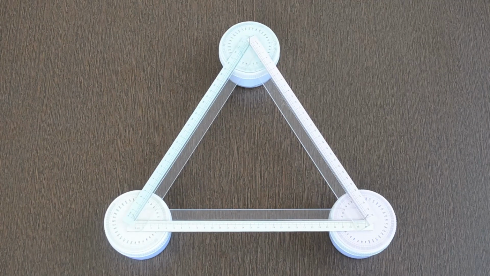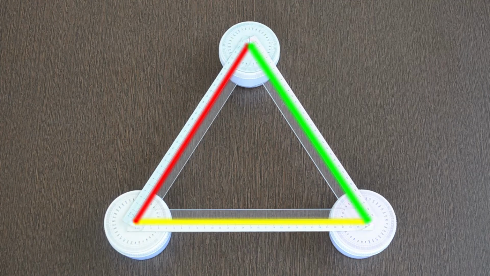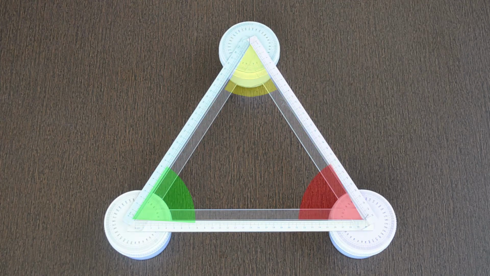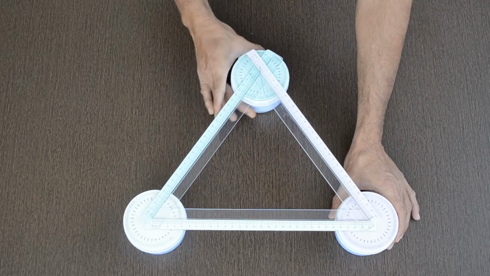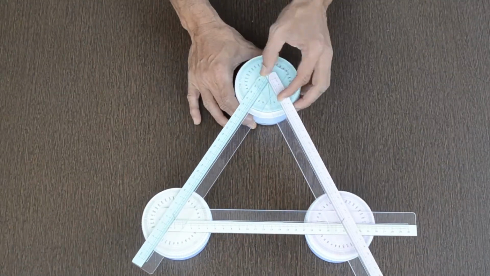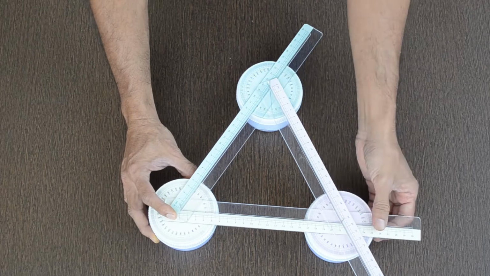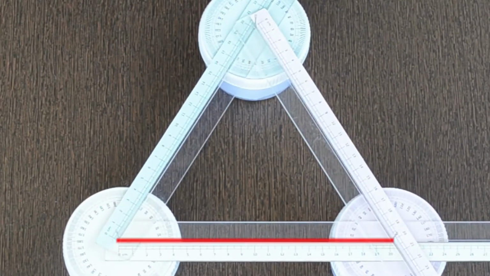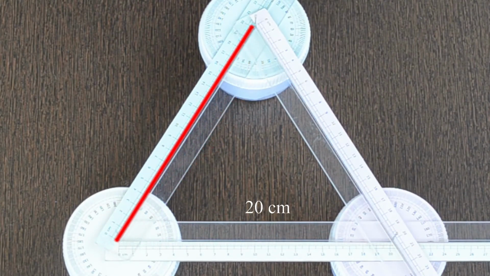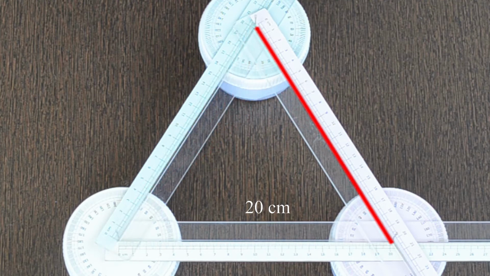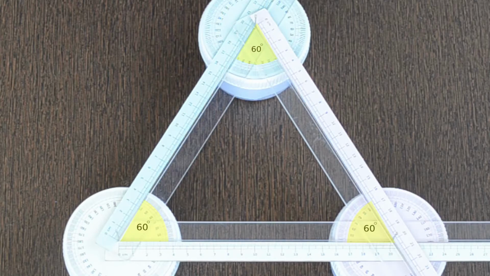Triangles can be classified based on the lengths of their sides as well as the interior angles. An equilateral triangle has 3 sides of same length. In this case, it is 20 cm. All angles of this triangle measure 60 degrees.